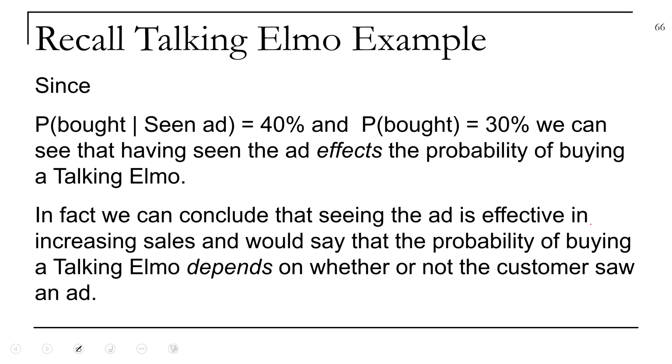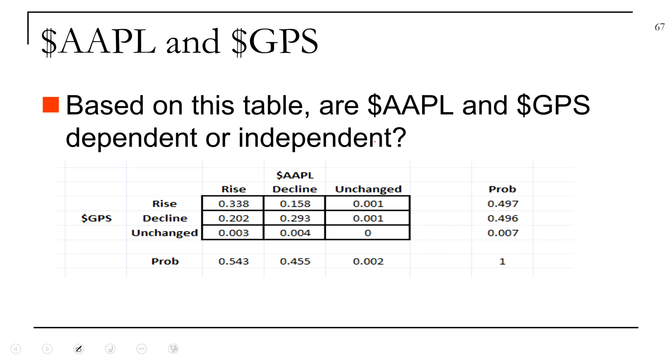However, in the Talking Elmo example, probability you bought overall is 30%. Given you saw the ad, the probability you bought is 40%. They're not the same. They don't equal each other. So we would say A and B are dependent. You could even say they're positively dependent in that knowing that seeing the ad happened, you're more likely to buy the doll. But all we would say is they are dependent. Buying a doll depends on whether or not you saw the commercial on TV.